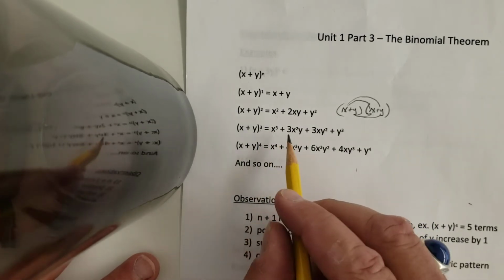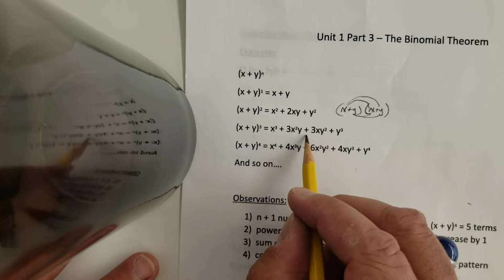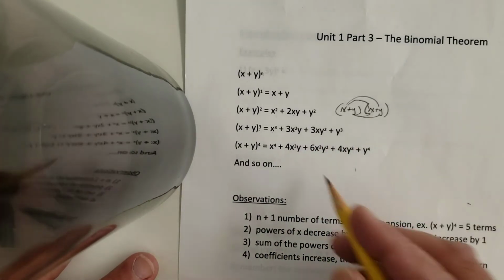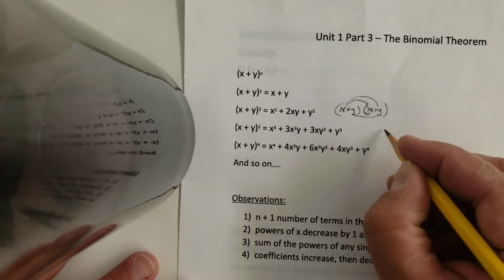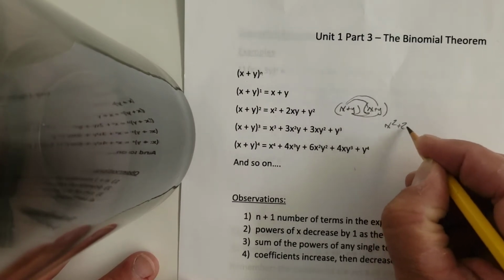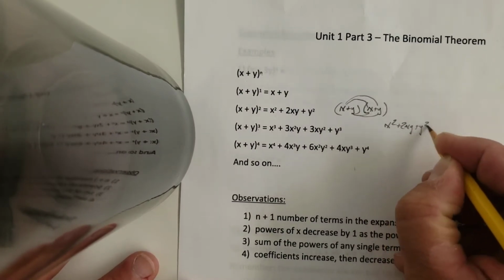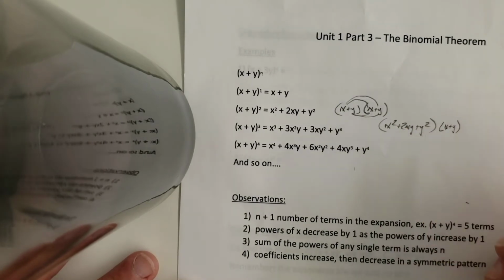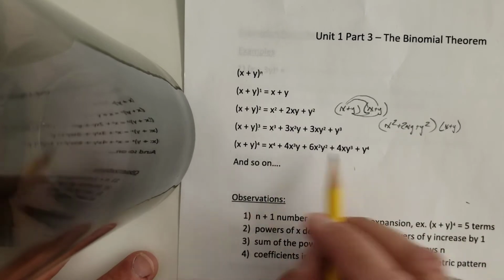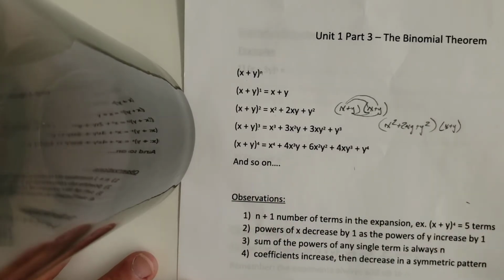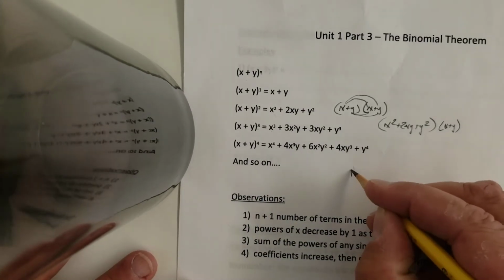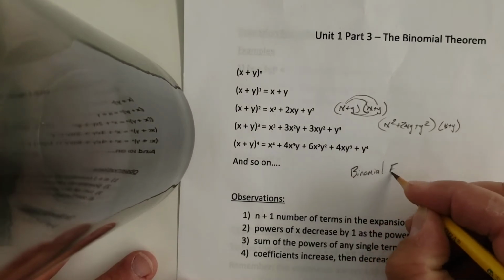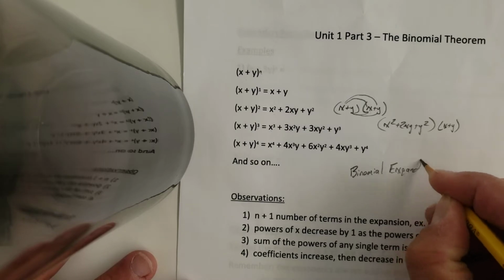And then as you go, we raise it to the third power. You see x to the third, 3x squared y plus 3xy squared plus y to the third. That's if you just keep expanding it. If you took x squared plus 2xy plus y squared, and then multiplied it again by x plus y, and then you did it again, and so on. That's what we call binomial expansion. You're expanding the binomial.